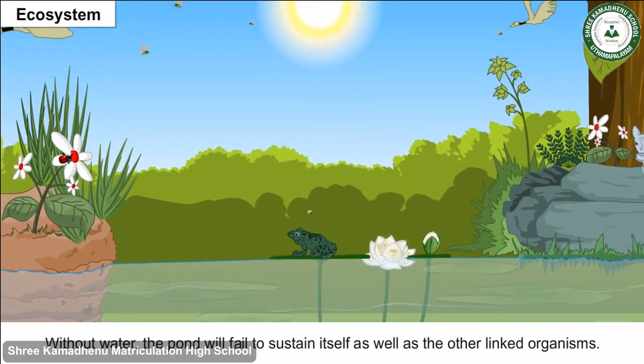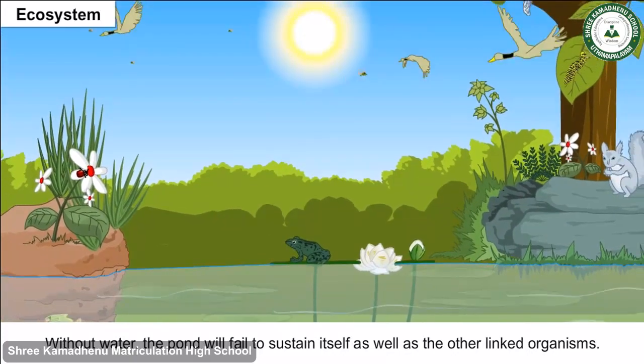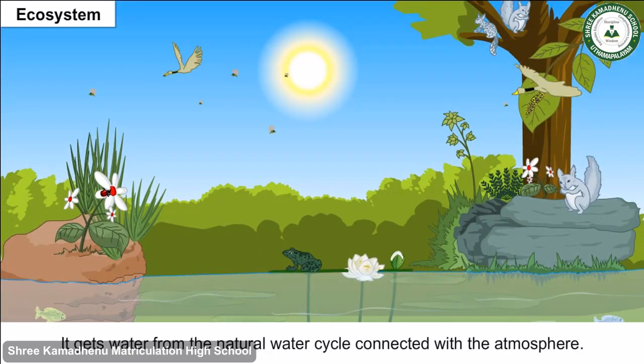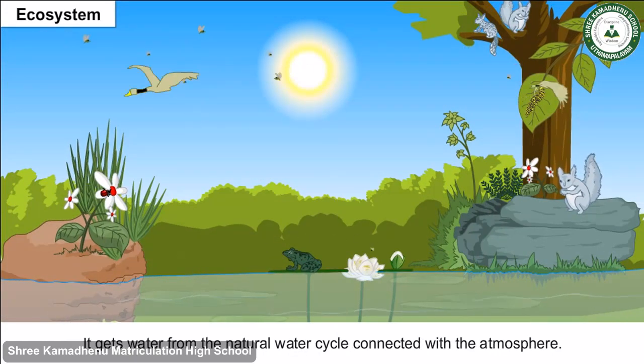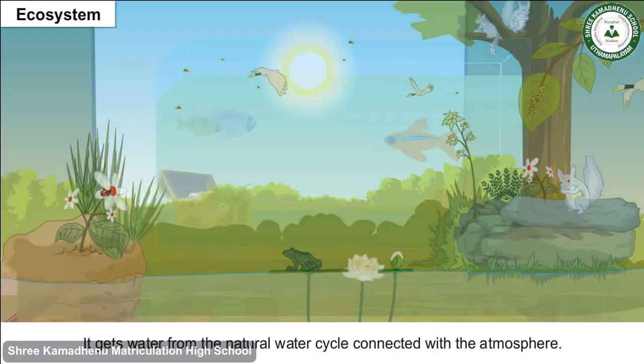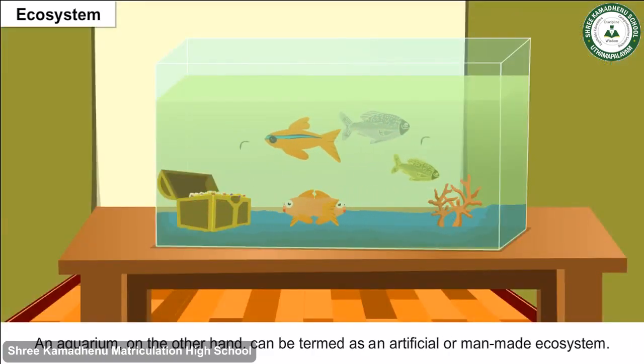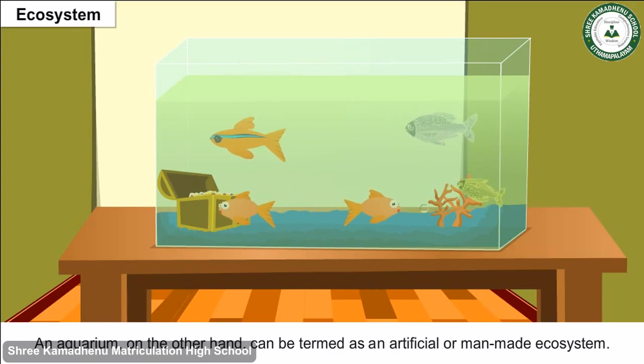Without water, the pond will fail to sustain itself as well as the other linked organisms. It gets water from the natural water cycle connected with the atmosphere. An aquarium, on the other hand, can be termed as an artificial or man-made ecosystem.